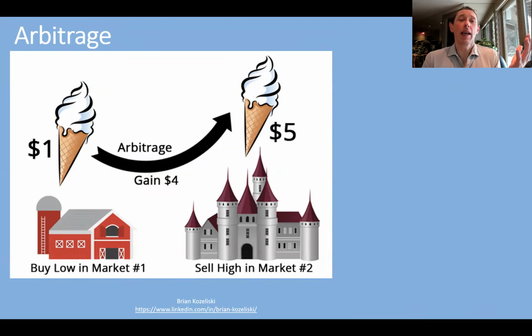So what's arbitrage, okay? The idea is you buy something in one market and you sell it in another. So here's an example. You buy an ice cream cone here at the farm for $1 and you sell it in the city for $5 and you make a $4 gain with that $5 sell.